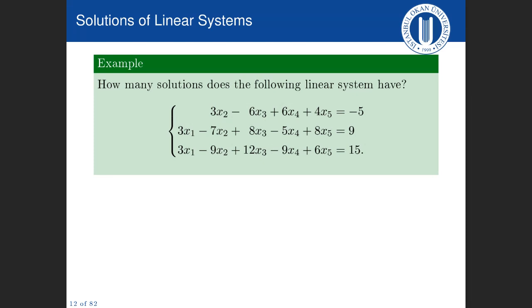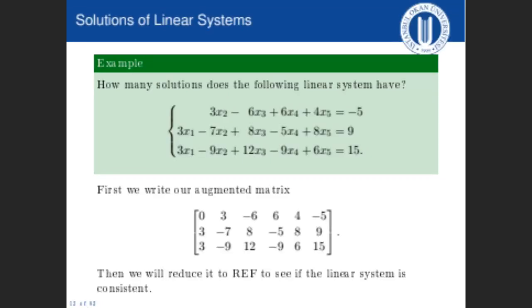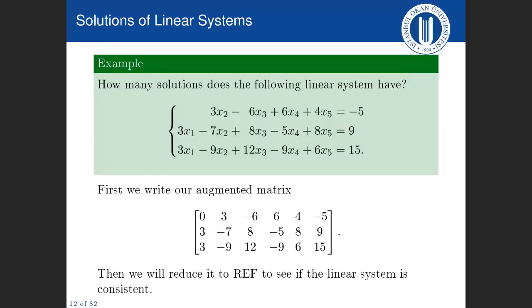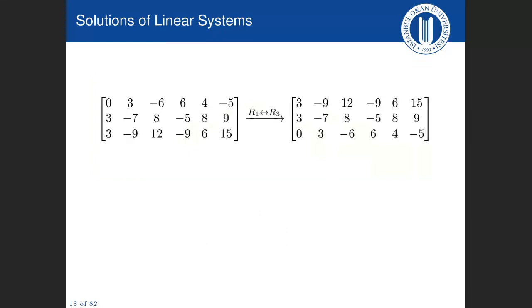So for example, how many solutions does the following linear system have? Either there's 0 solutions, or there's 1 solution, or there's infinitely many solutions. Step 1, we need an augmented matrix for this, and then we're going to reduce this to row echelon form to see if the linear system is consistent. Soon I'm going to stop showing you all of the steps. I'm just going to ask you to check it. But for now, I'm going to show you every step in a row reduction.